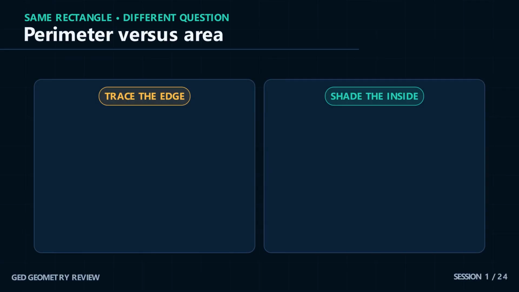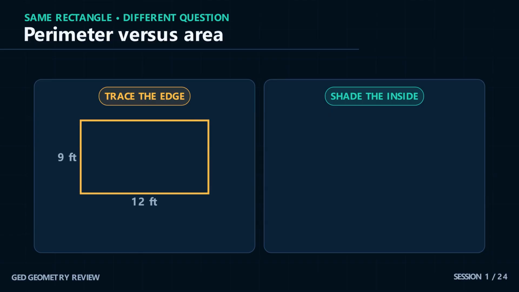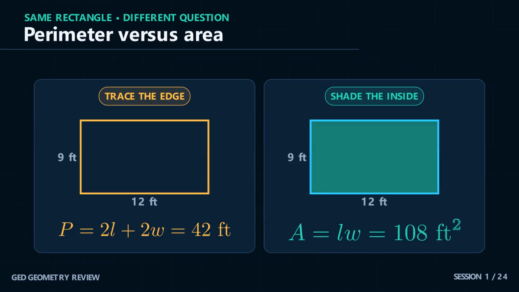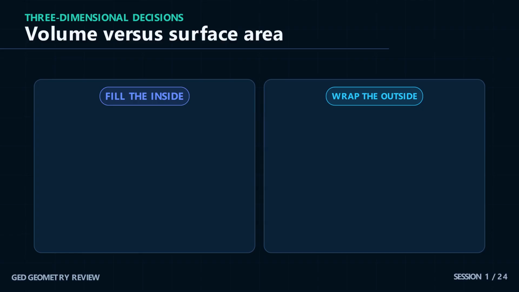Perimeter and area are easy to mix up because they can use the same rectangle. Imagine a patio that is 12 feet by 9 feet. Edging follows the outside, so trace all 4 sides. Perimeter equals 2 times the length plus 2 times the width. The result is 42 feet. Now think about pavers. Pavers cover the inside, so shade the surface. Area equals length times width. The result is 108 square feet. Notice the units. Perimeter uses plain feet. Area uses square feet. Trace means around. Shade means inside.